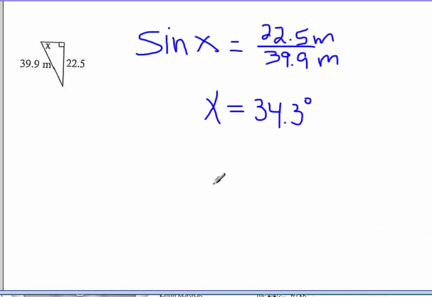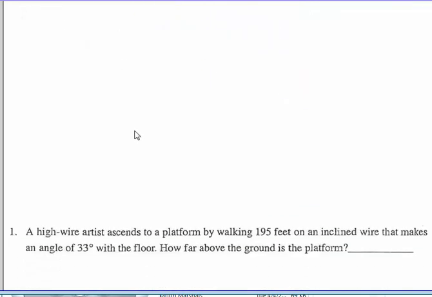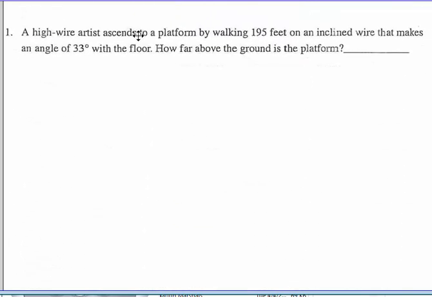Not too bad, I hope. Let's look at a word problem or two. This one's fun. A high wire artist ascends to a platform by walking 195 feet on an inclined wire that makes an angle of 33 degrees with the floor. How far above the ground is the platform? Oh my goodness. The key to this problem is knowing exactly what it's asking you.